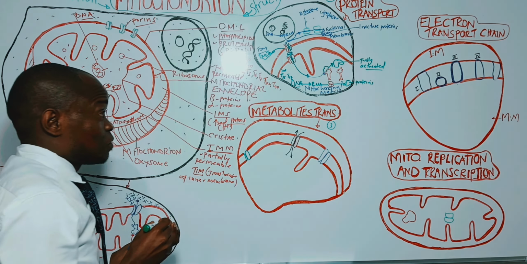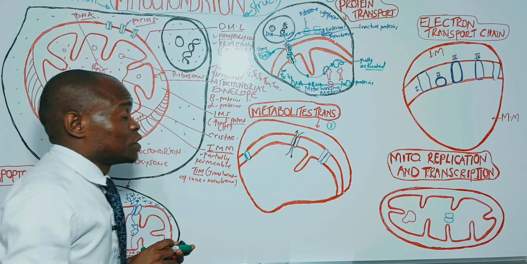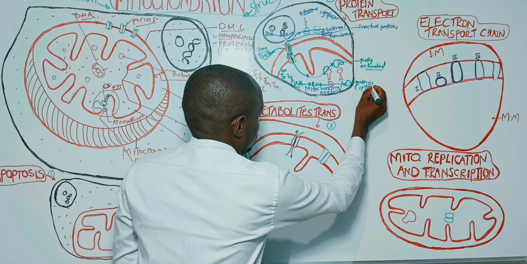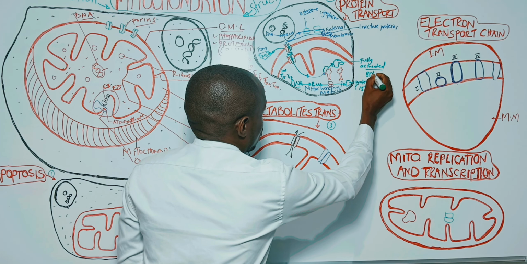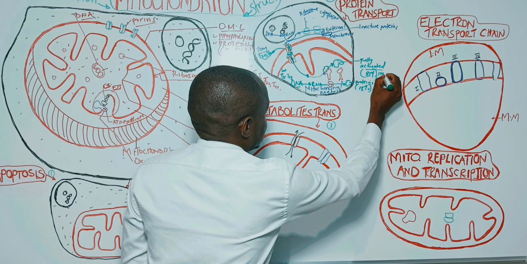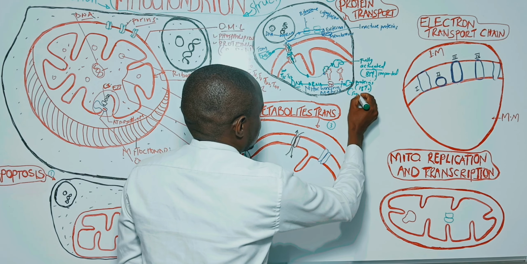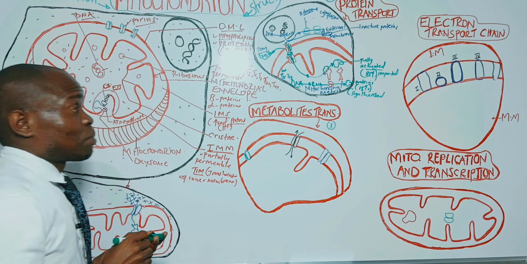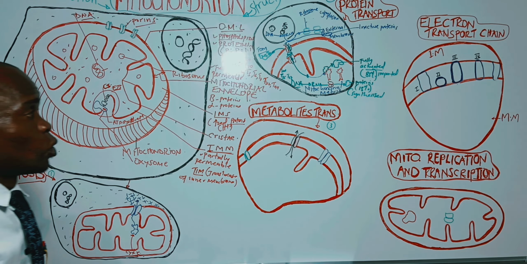But the proteins that are manufactured inside the mitochondria by the mitochondrial DNA contribute almost 15% of the total proteins that are used. That means the remaining 85% of the proteins are just imported. The mitochondria just synthesizes 15%, but the remaining 85% comes from outside the mitochondria.